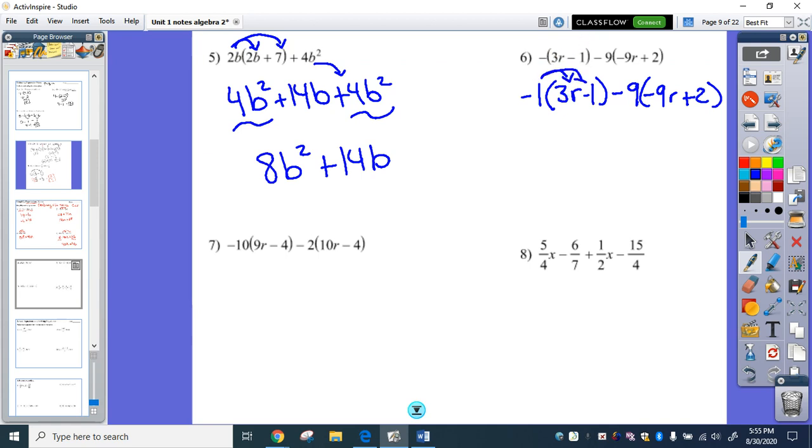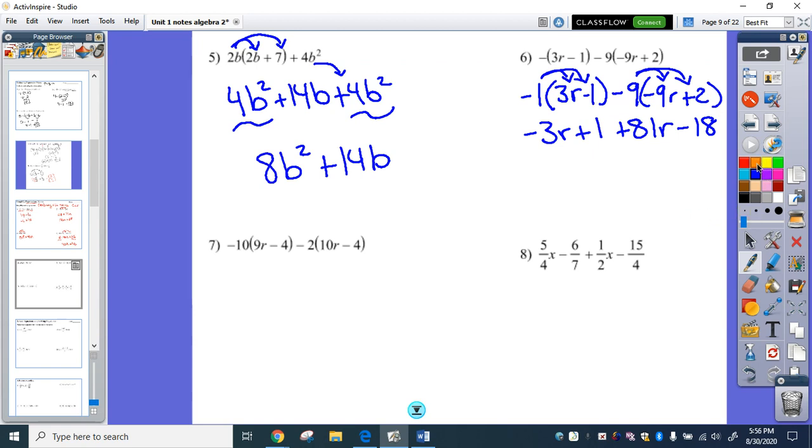If I distribute this, all that's going to change about 3r minus 1 is it's going to change signs. It's going to turn into negative 3r plus 1. Now I can distribute the negative 9 to the other side. Well, negative 9 times negative 9r is a positive 81r, and negative 9 times positive 2 is negative 18.